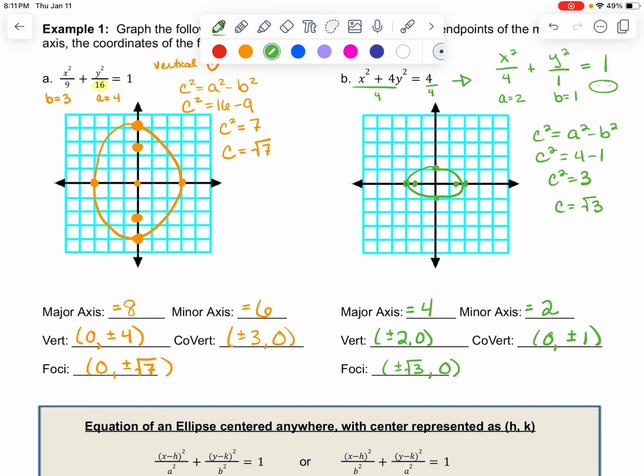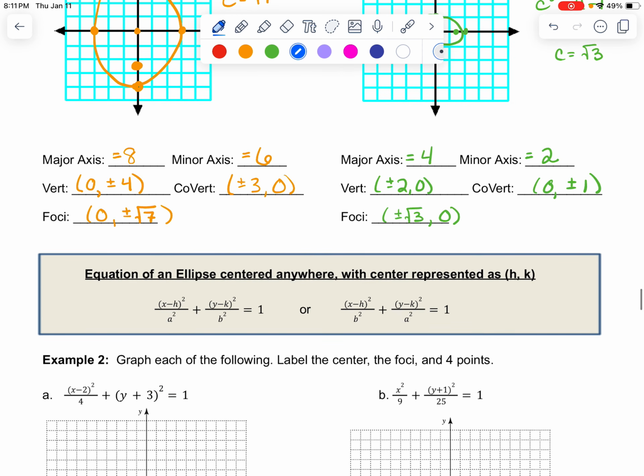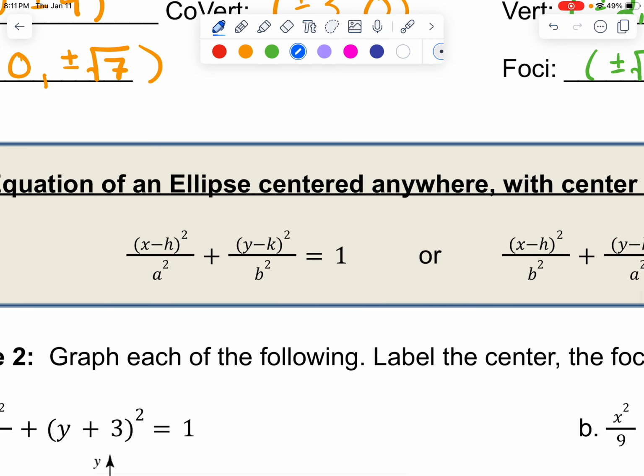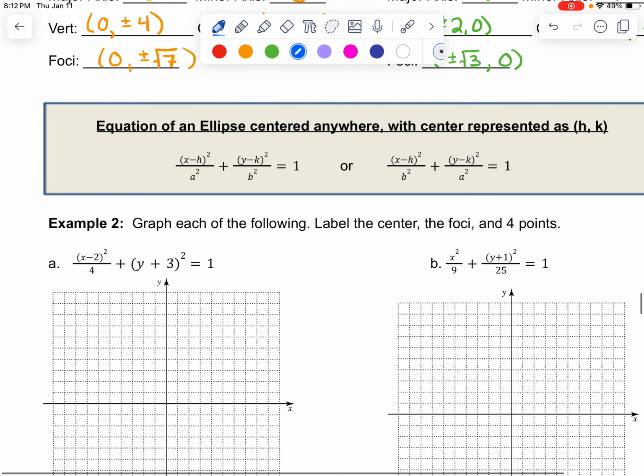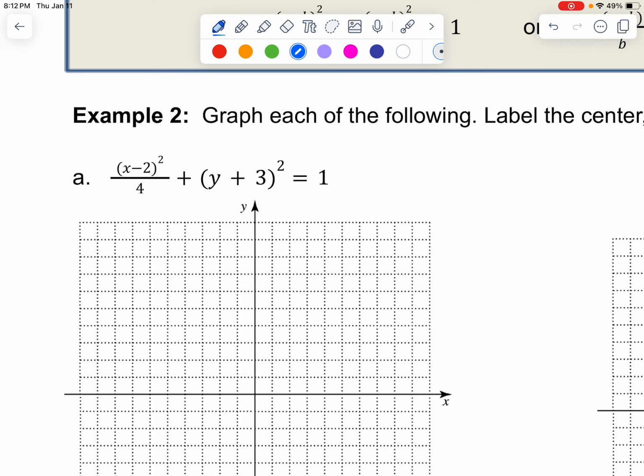Awesome. Okay, now let's talk about when they're not centered at 0, 0. This is super similar to a circle. When it wasn't centered at the origin, we have our x minus h and our y minus k. Once you orient your center, pretend like you're at an origin and everything else is identical. Okay, so first one, we have x minus 2 squared over 4, y plus 3 squared over 1 equals 1.